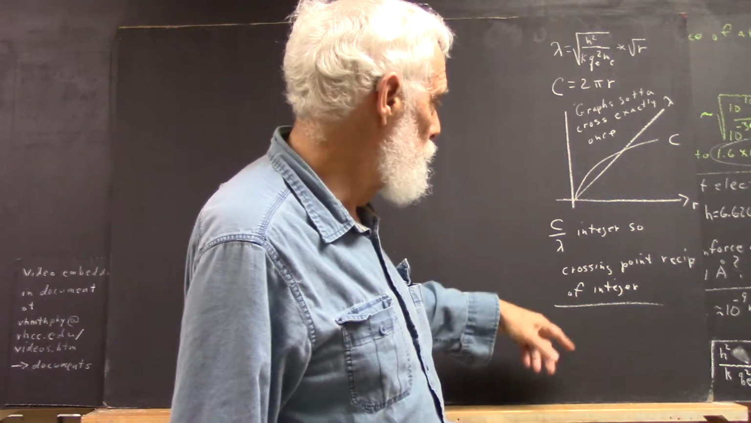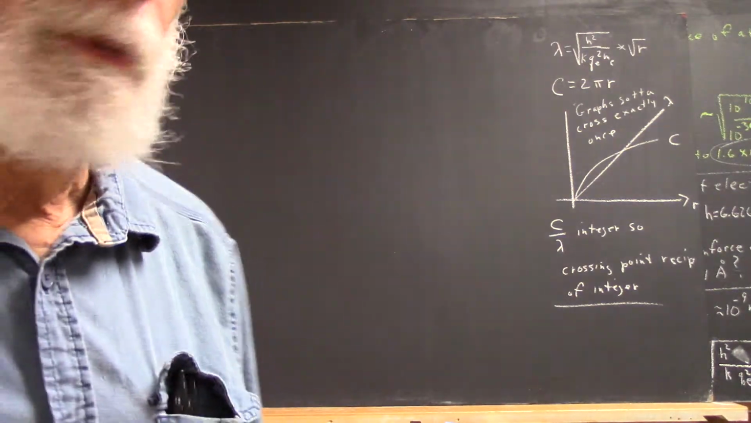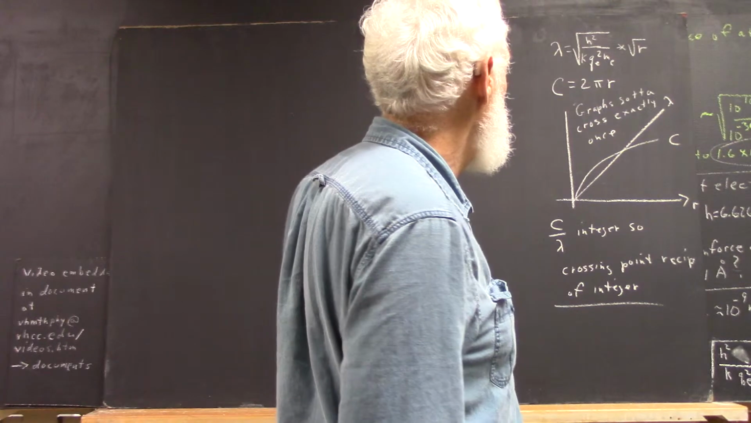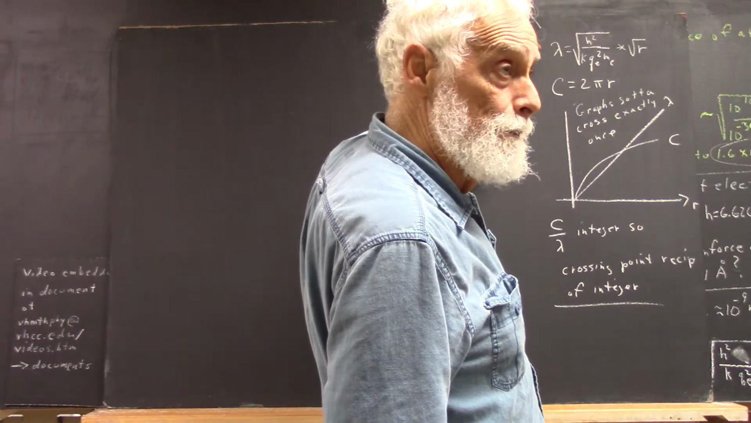Because these graphs have to cross, we determine that there has to be at least one value of R where C is a multiple of lambda. Okay?